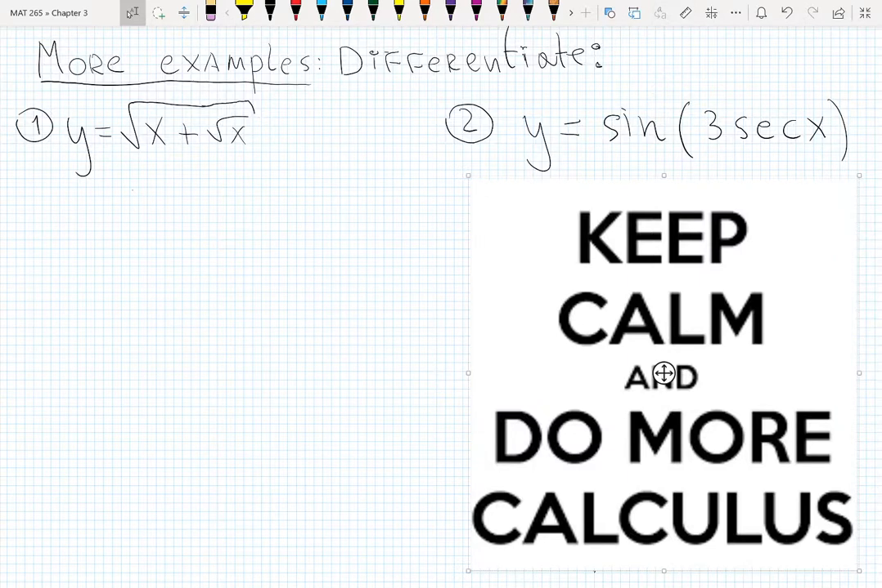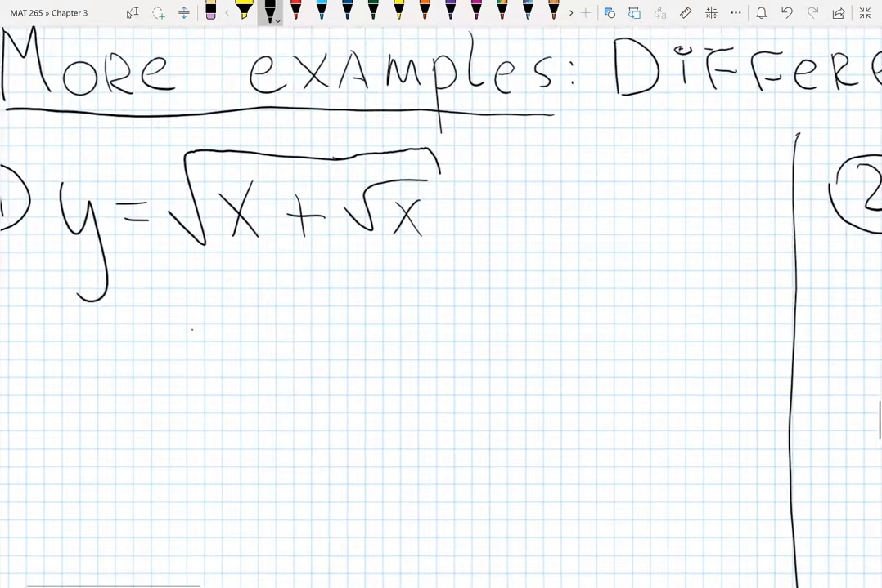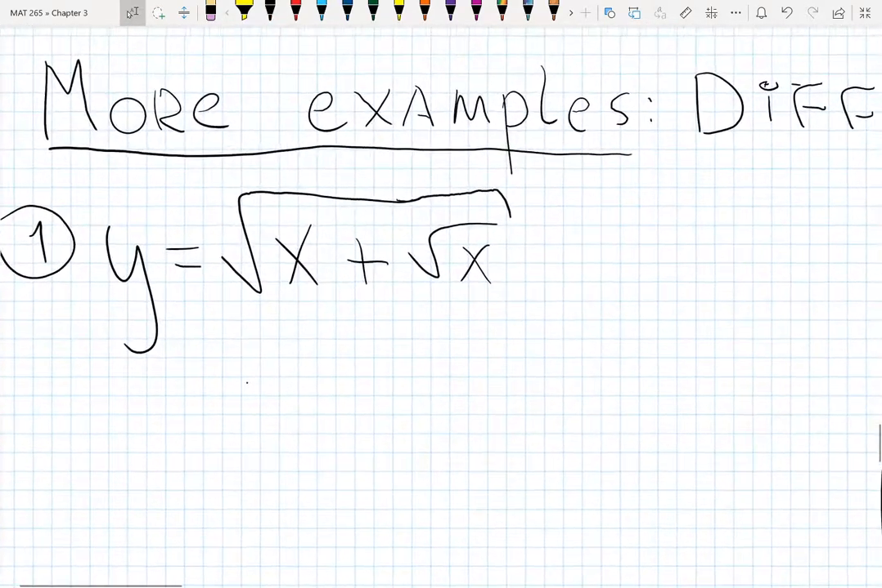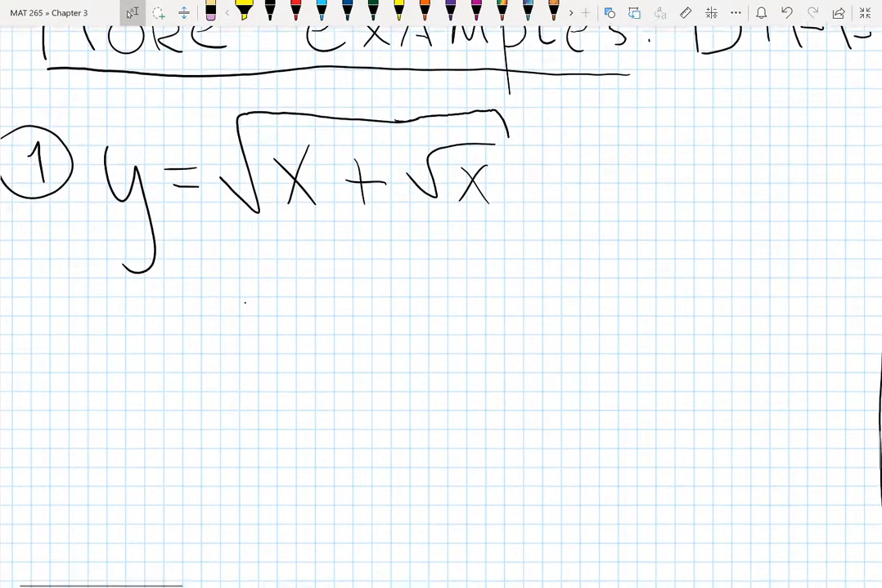Let's do a couple more examples from your homework. I actually checked the worst problems from your homework, and I realized I will show you these. More chain rule, to show you step by step how you're supposed to see it. Did you see this? Square root of x plus square root of x. This kind of thing. So how do you see it?